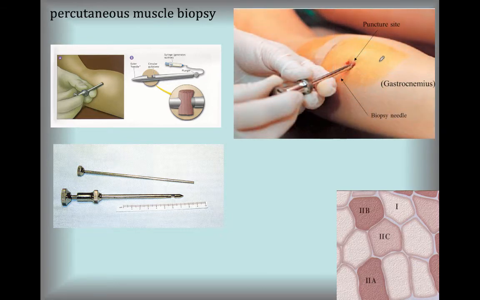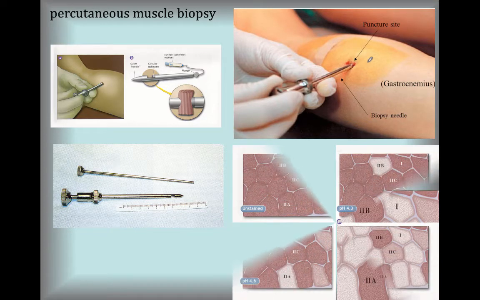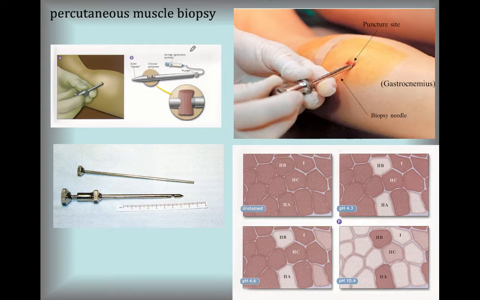Here you can see an actual biopsy being done. And obviously, as you can see here, this is into the belly of the gastrocnemius. Very common sites include the gastroc, but also the vastus lateralis. And then what has to happen is typically they'll take that tissue sample and freeze it so that they then can take it back into the lab.